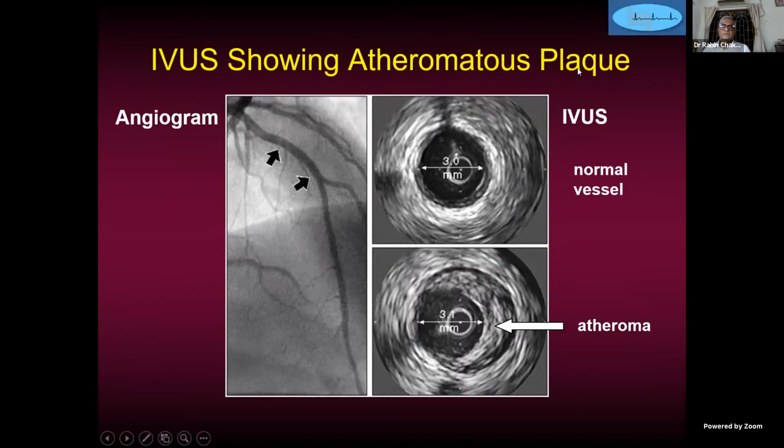I was showing atheromatous plaque. As I told you, this is the atheromata. This is atheroma. This is normal vessel, 3 millimeter diameter. And then this one is 3.1, but this is the kind of atheroma plaque. And then you can see the angiogram where you cannot make anything out of that.